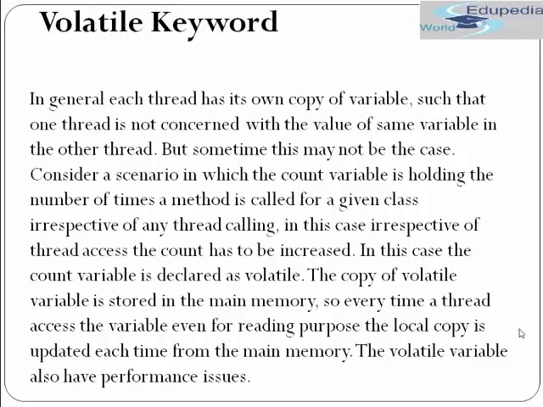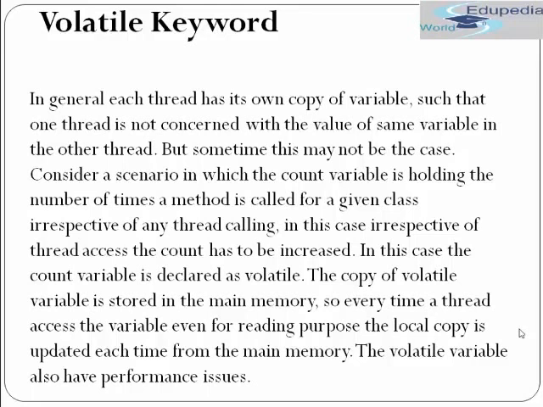Consider a scenario in which count variable is holding the number of times a method is called for a given class, irrespective of any calling thread. In this case, irrespective of thread access, the count has to be increased. In this case, the count variable is declared as volatile. The copy of volatile variable is stored in the main memory. So every time a thread accesses the variable, even for reading purpose, the local copy is updated each time from the main memory. Volatile variables also have performance issues.